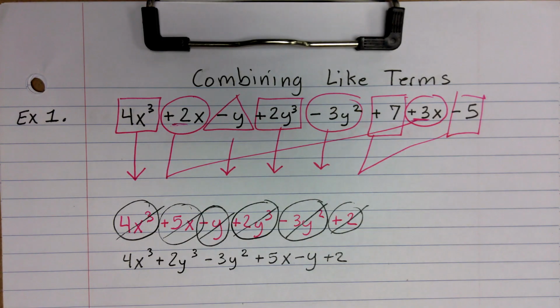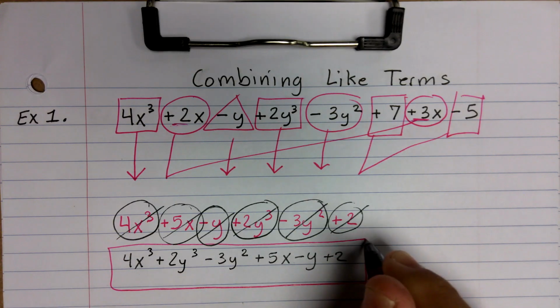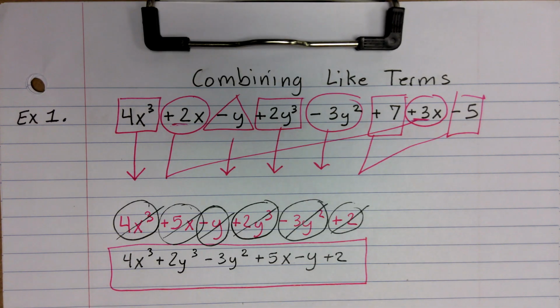And while this answer has a lot of terms in it, that's as simplified as it can possibly get. Everything that can be combined together has been placed together. And that's your final answer. We have simplified and combined like terms.